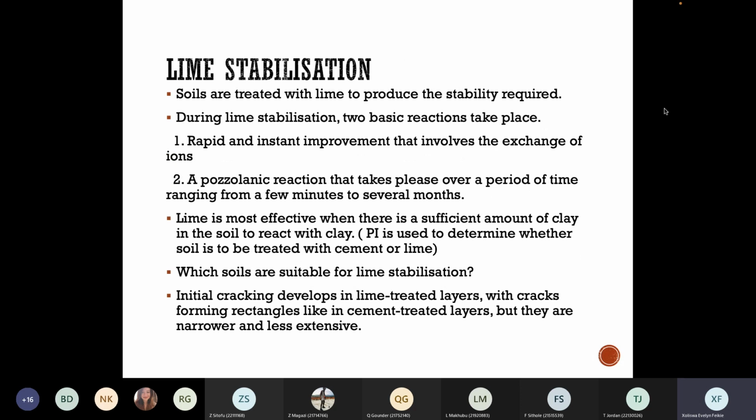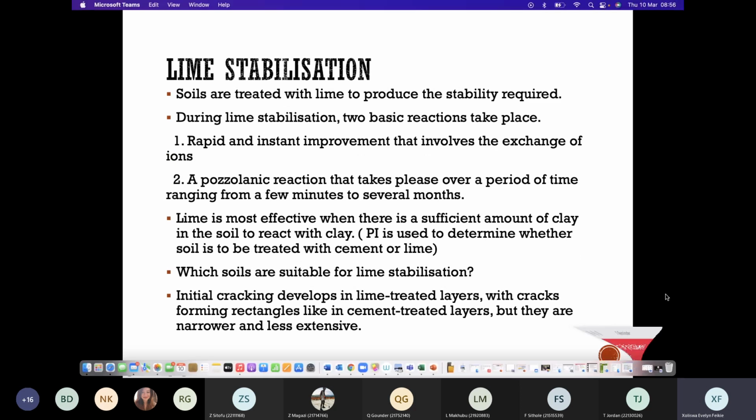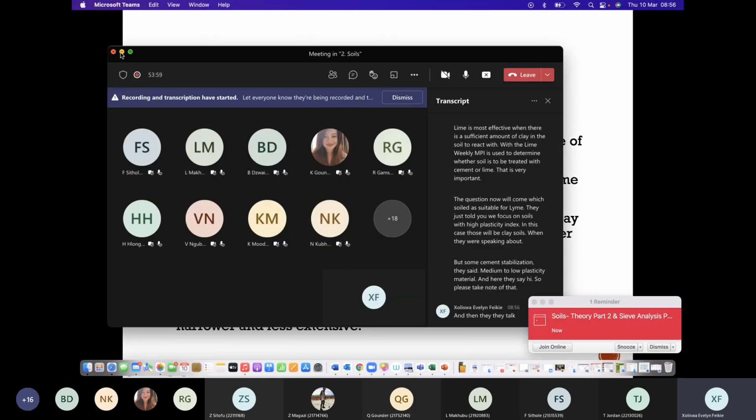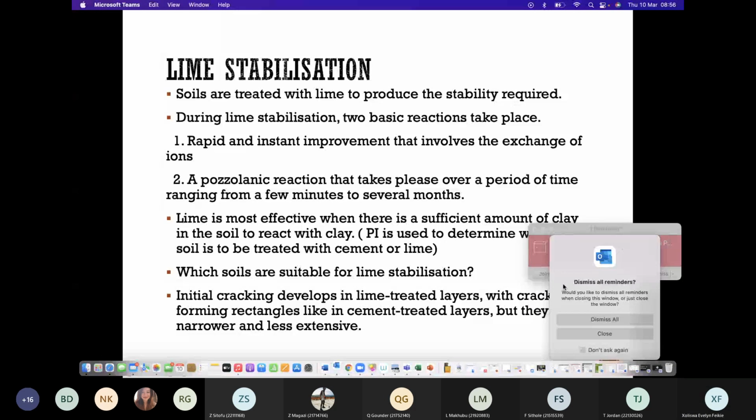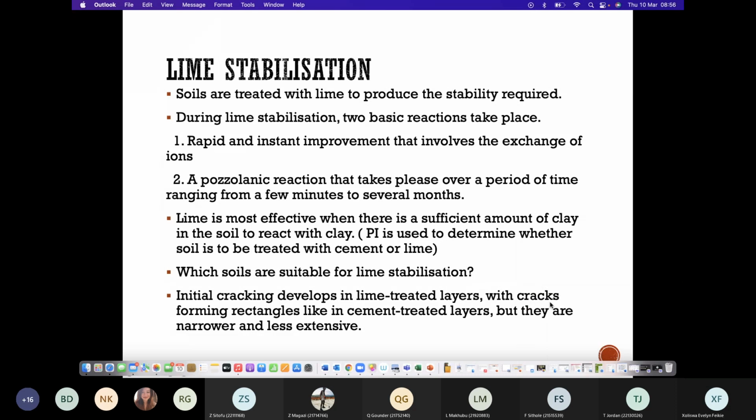So please take note of that. And then they talk about initial cracking. They say initial cracking develops in lime treated layers, with cracks forming rectangles like in cement treated layers, but they are narrower and less extensive. Please look into this deeply.